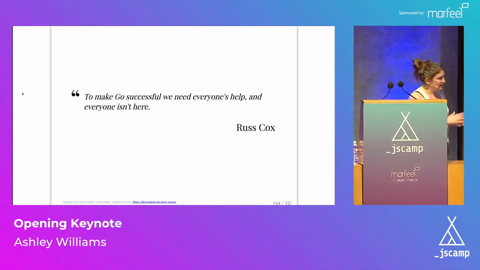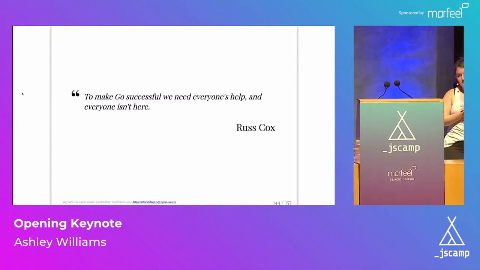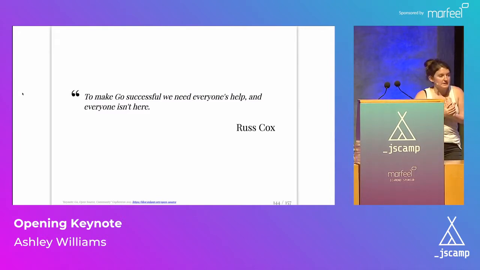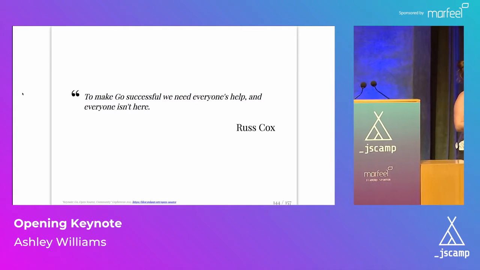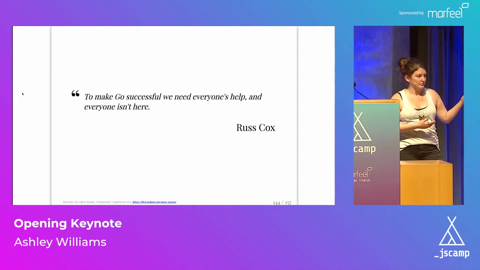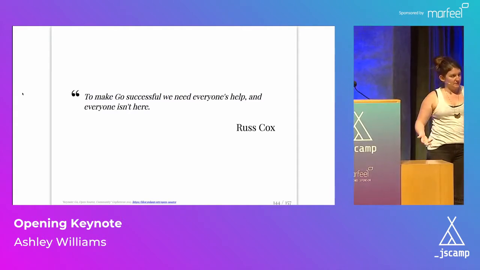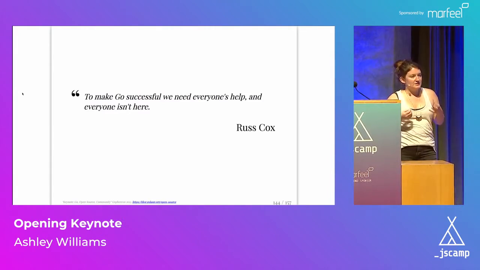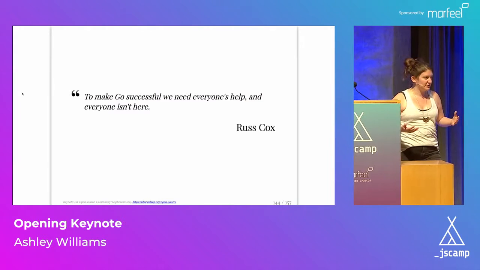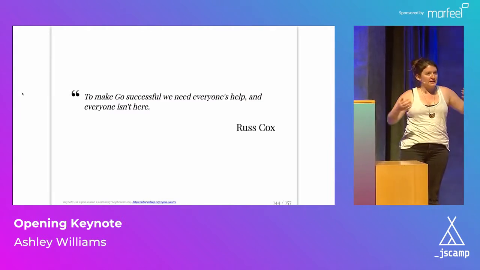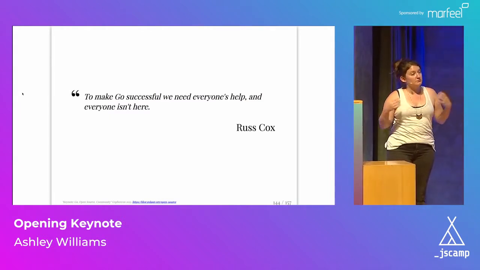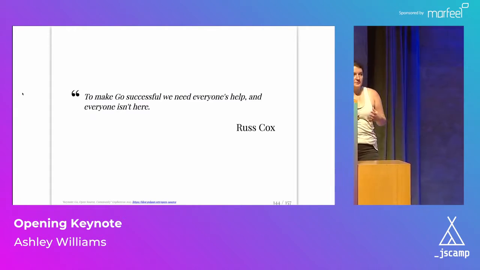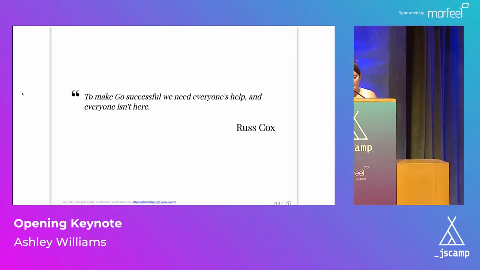Russ Cox, who works on Go, says, to make Go successful, we need everyone's help, and everyone isn't here. Now, in this, he was talking about diversity and inclusivity programs for Go. But I think we can take the idea a bit further, and Go is kind of a fascinating example. It's not even about necessarily, obviously, diversity and inclusion is amazing, but getting more people involved and receiving more feedback from all types of folks is incredibly important.